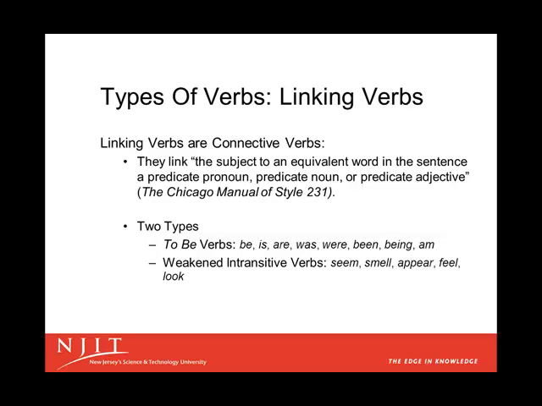In the present indicative, be becomes am, is, are. In the present participle, be becomes being. For the past indicative, was and were are used, and for the past participle, been is the form. The second type of linking verb is an intransitive verb used in a weakened sense.